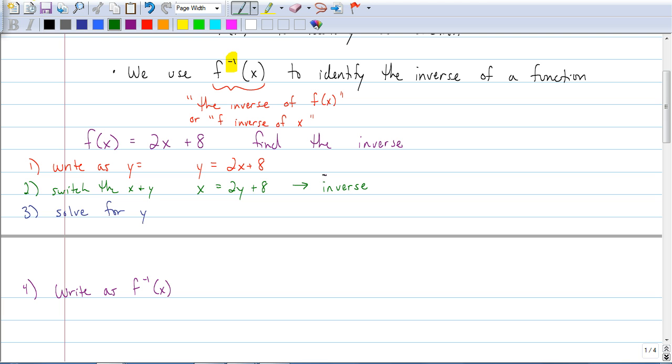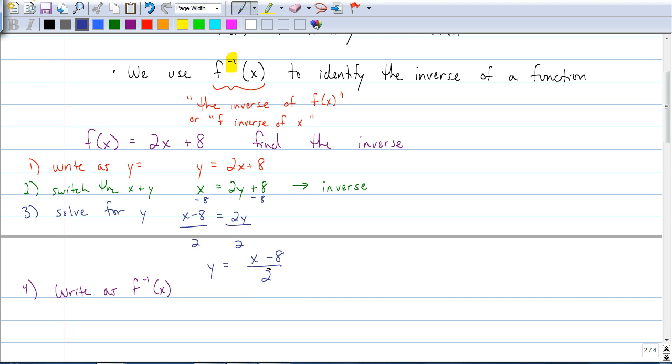By switching the x and y, that does find the inverse, but we don't leave it like this. We want to put it back into function notation, so we have to get the y by itself. So the next step is to solve for y. To do that, I'm going to start by subtracting 8 from both sides. That gives me x minus 8 equals 2y. And now I want to get the y by itself by dividing both sides by 2. When I do that, I get y equals (x minus 8) all divided by 2.